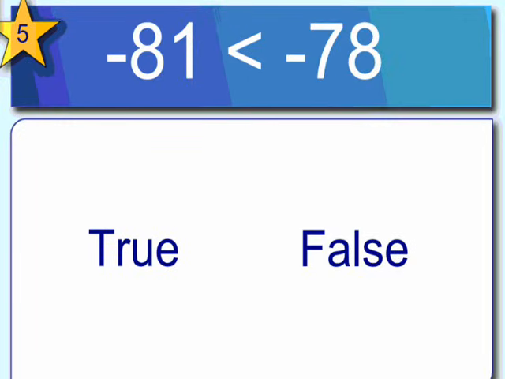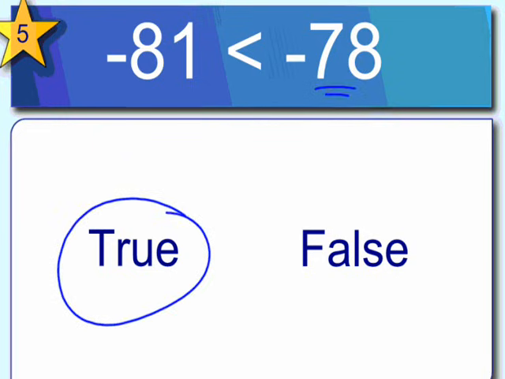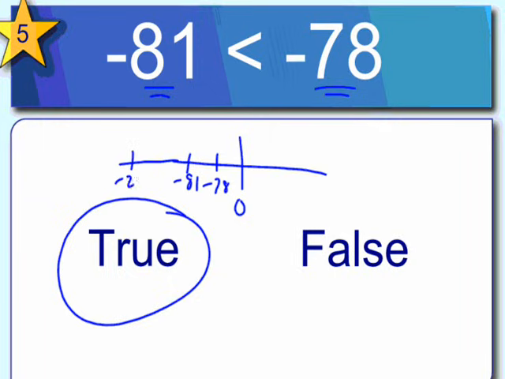One final example. Negative 81 is less than negative 78. Is that true? Is that pointing at the smaller number? Yes, it is. I'd rather have negative $78 than negative 81. So that is true. And again, remember, negative 78 is closer to 0 than negative 81. And we could put negative 200 here, negative 3,000. So the further you get away from 0, going this way on a number line, the smaller the number. So that's how you compare and order integers.